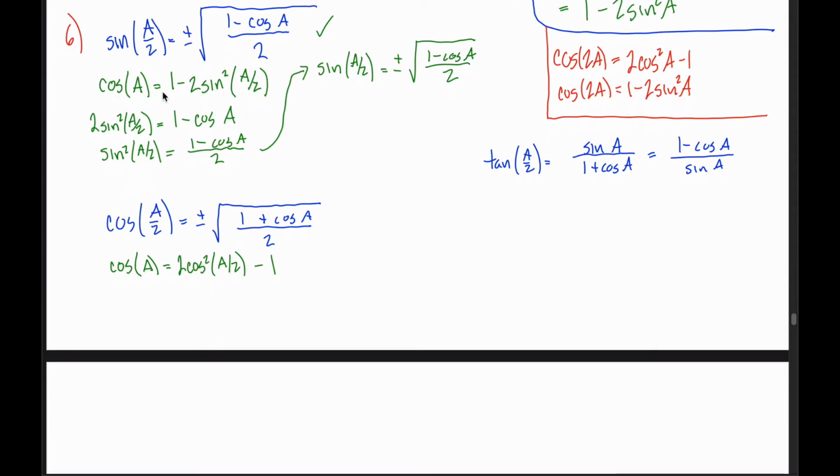Solving for that will be almost identical to how I solved for it up here. First, we'll add the 1 over to the left-hand side of the equation. Then we'll divide by 2. And then we'll take the square root of both sides of the equation and be done.